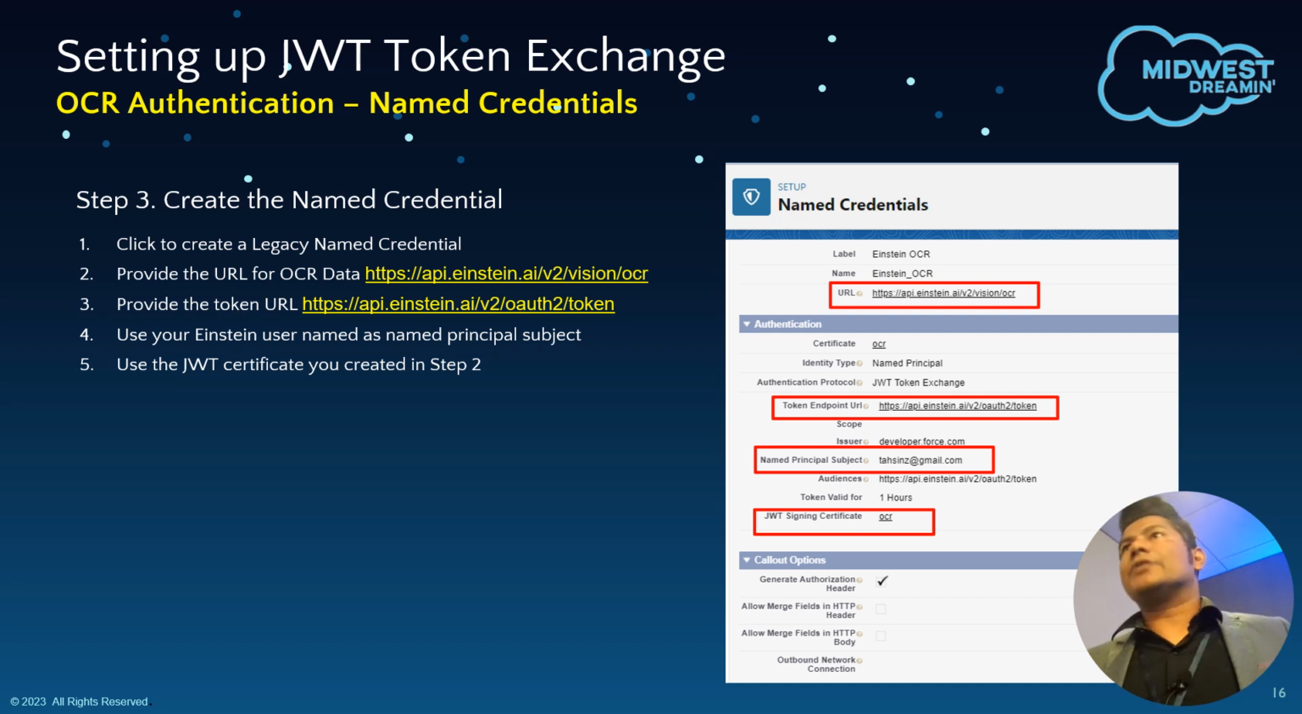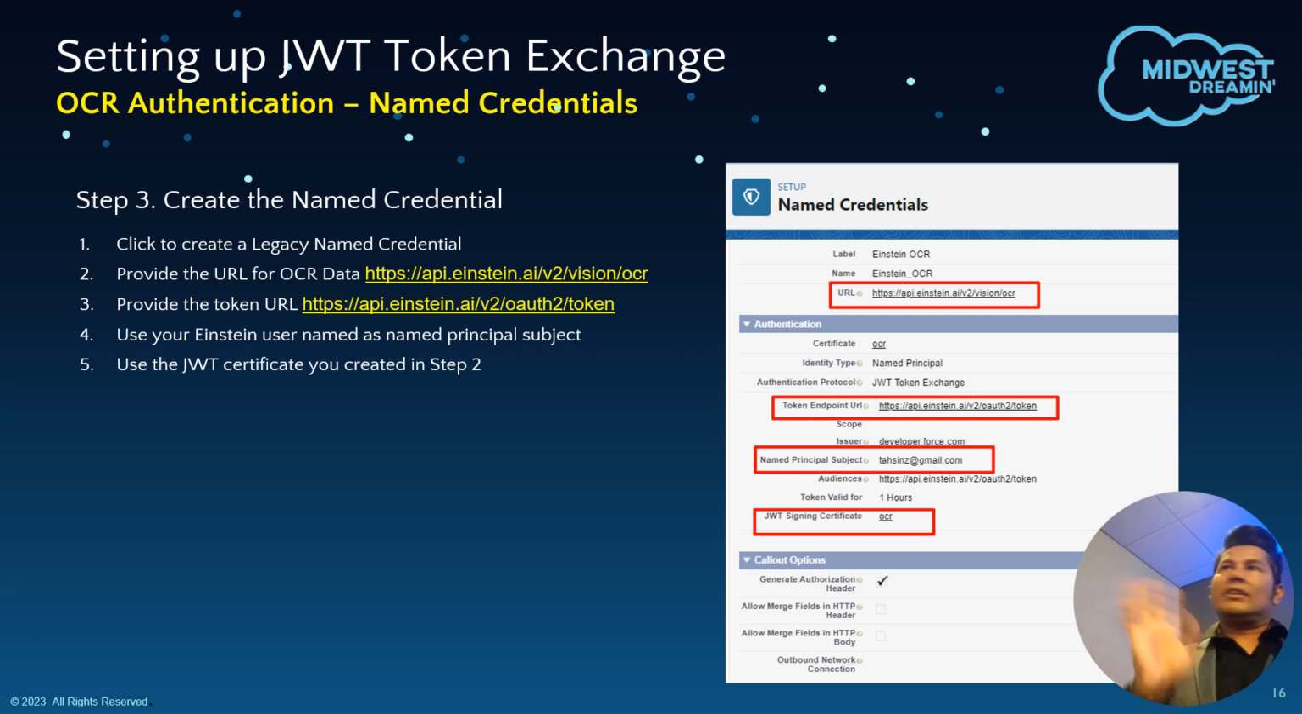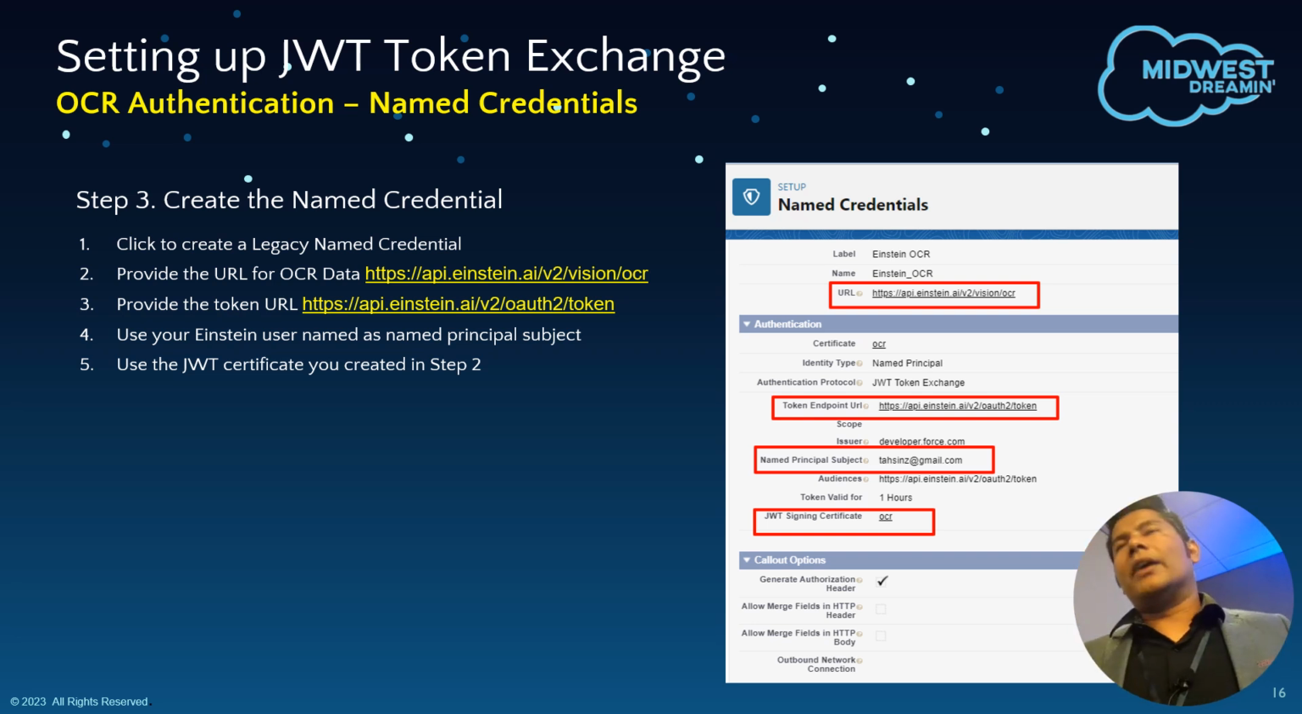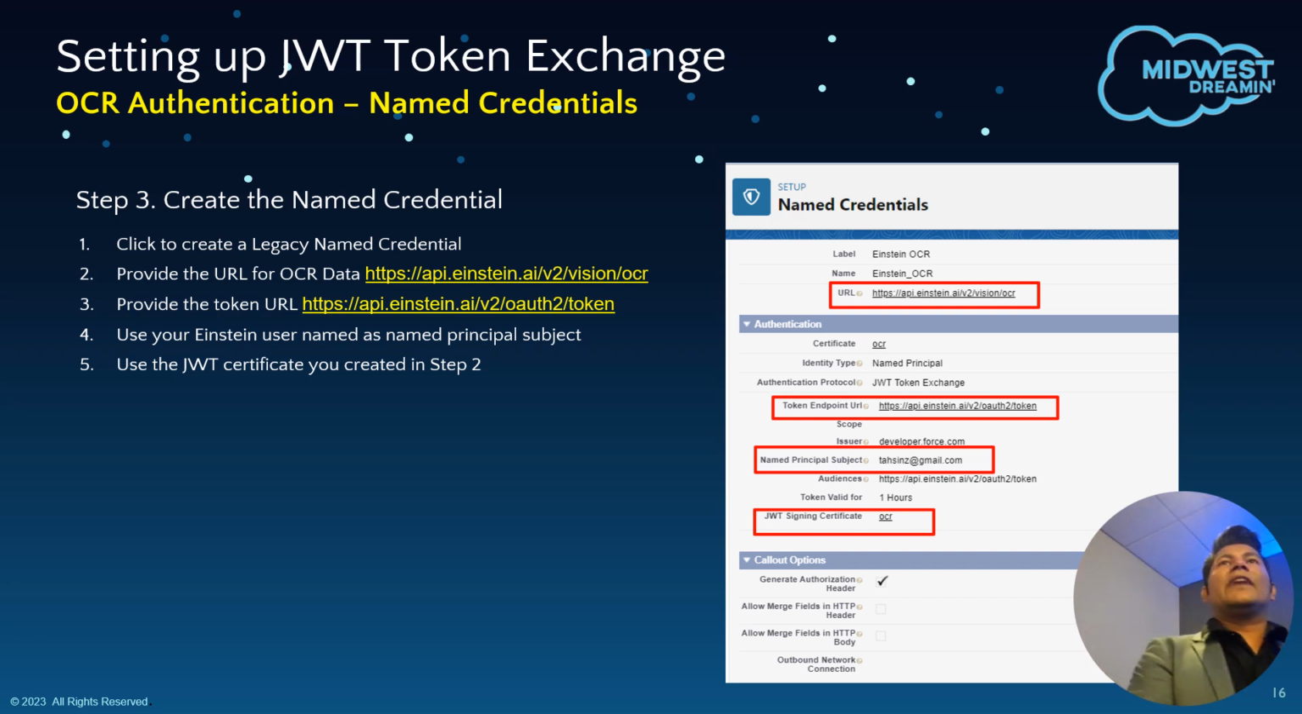And as this is Salesforce, these are pretty standard, so whatever I have here, you can readily use. One of them is the Vision OCR. The other one is the access token. Once you set up that one, you give your username, which comes as the named principal, and then you add the certificate we just created in the last step. Once we give this and save the named credentials, you're set to communicate.